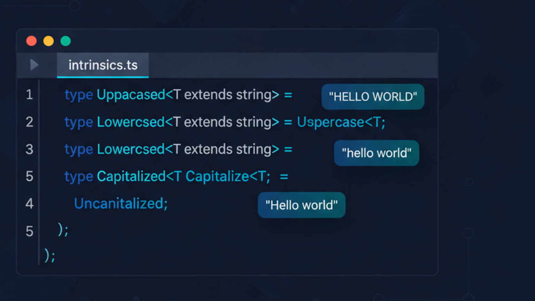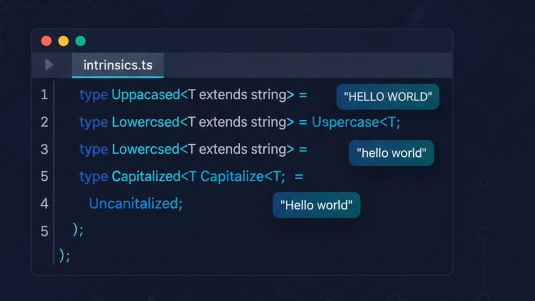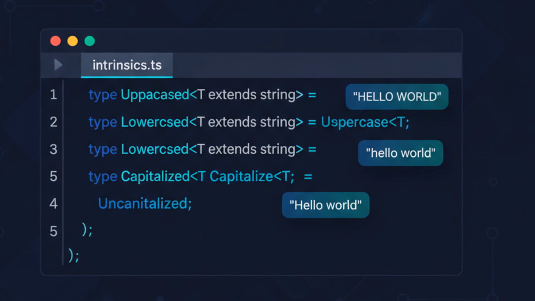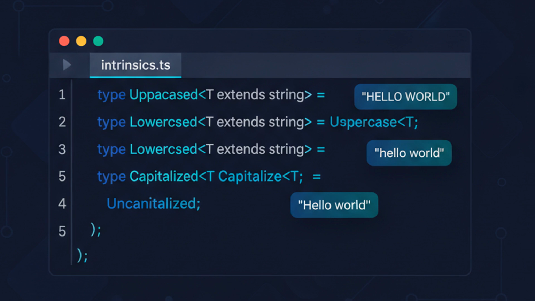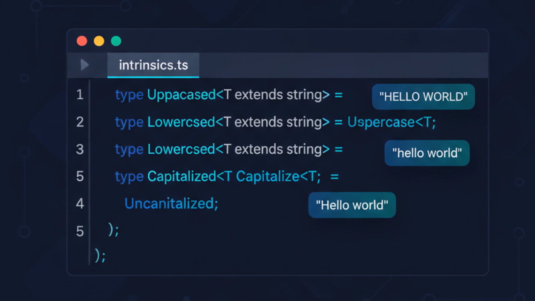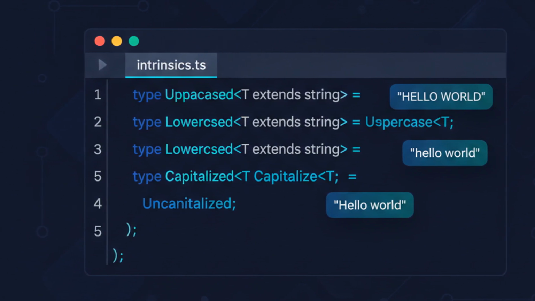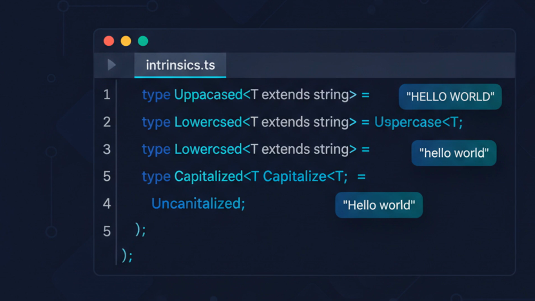TypeScript ships 4 built-in helper types just for strings: Uppercase, Lowercase, Capitalize, and Uncapitalize. These are special. They're implemented inside the compiler itself, so they're fast and exact. Capitalize turns "hello" into "Hello". Uppercase shouts the whole thing. They look trivial, but they become essential building blocks when you start transforming strings programmatically at the type level.